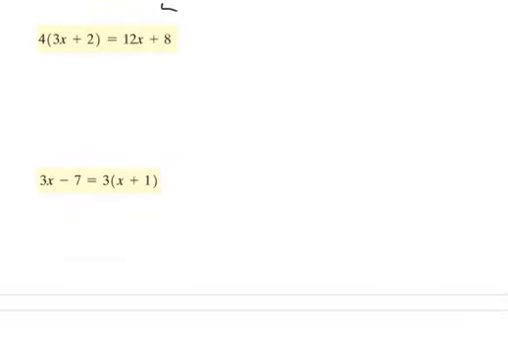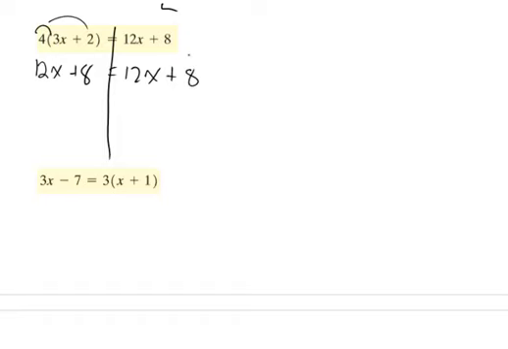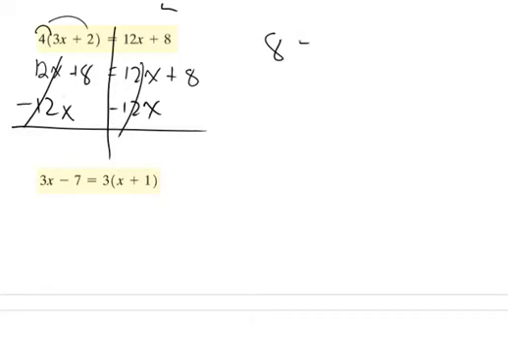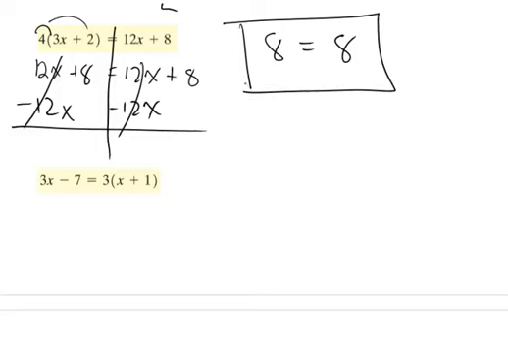All right, let's try the next problem. Let's go ahead and draw a line coming down. I'll distribute my 4. So that's 12x plus 8 equals 12x plus 8. Okay, if I move my smaller x to my bigger x, if I go minus 12x here and minus 12x here, notice they're both the same size, I'm going to end up with 8 is equal to 8. There's no more x's for me to solve here.